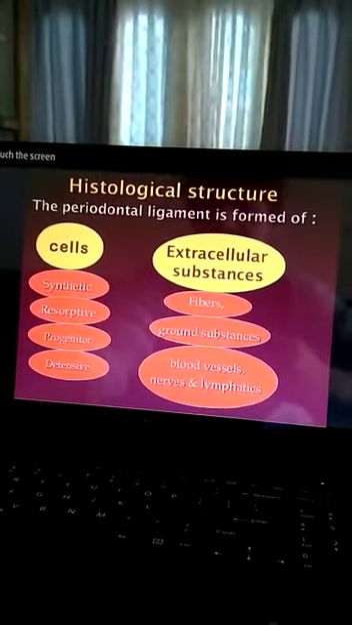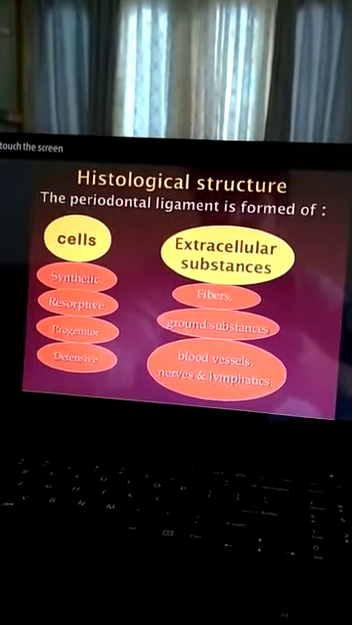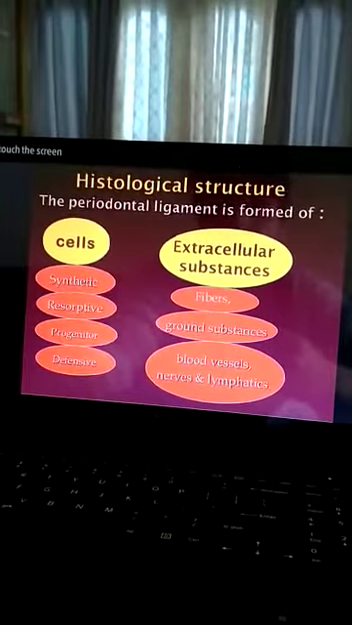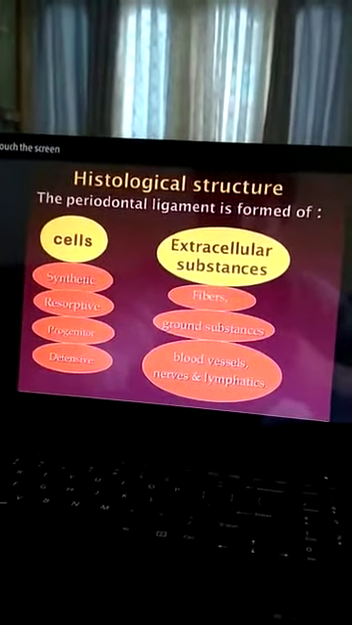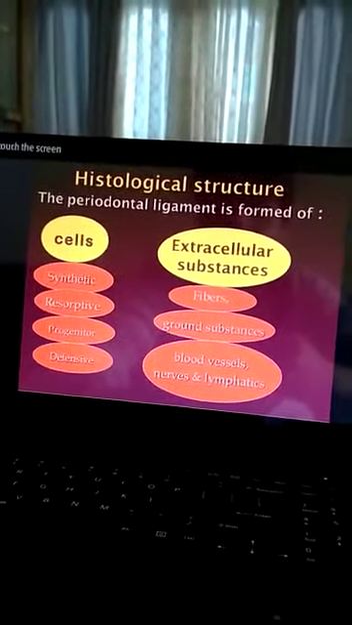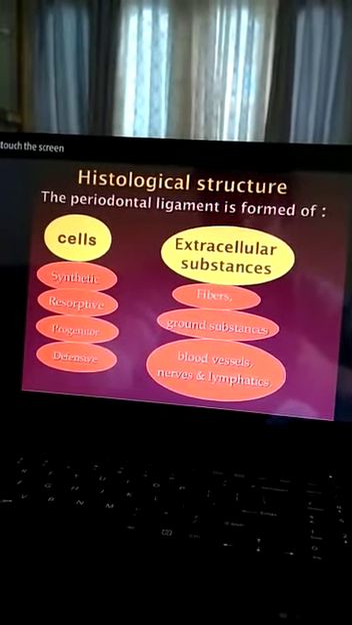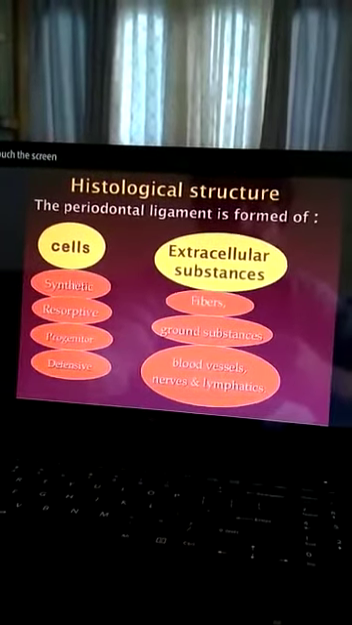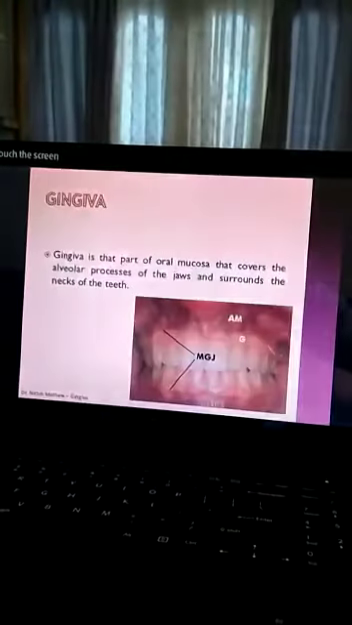Histological structure: the periodontal ligament is formed of cells and extracellular substances. The cells contain synthetic cells, resorptive cells, progenitor cells, and defensive cells. The extracellular substances contain fibers, ground substances, blood vessels, nerves, and lymphatics.